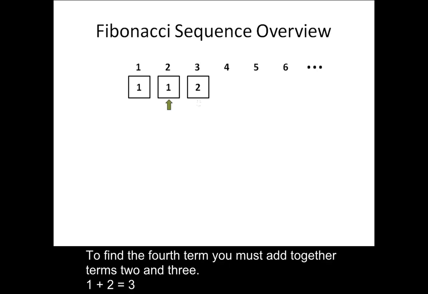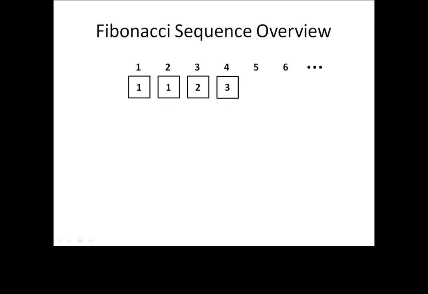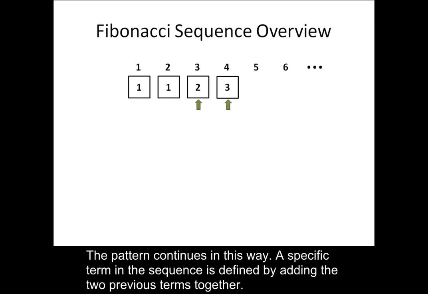To find the fourth term, you must add together terms 2 and 3. The pattern continues in this way. A specific term in a sequence is defined by adding the two previous terms together.